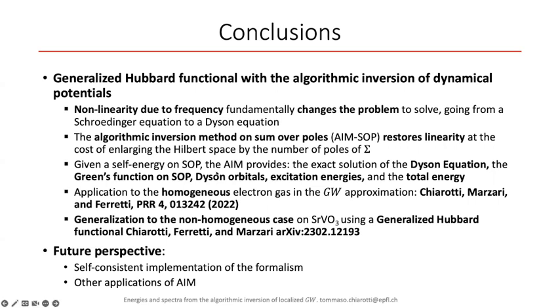Now, given the self-energy on SOAP, the exact solution of the Dyson equation is known: the Green's function, the Dyson orbitals, and the excitation energies are known. This has been the first paper that we published on this, on the homogeneous electron gas. And now we actually have a paper on real materials, where we took transient validate, but we could take any gapped correlated metal or insulator; it is the same. The perspective, as I said, is to do some self-consistent calculations, and of course there are other applications of the algorithmic inversion method, which are a work in progress.